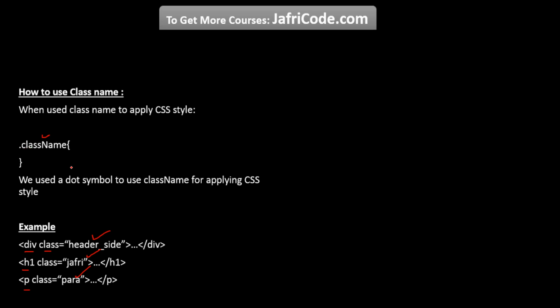So you have to put a dot symbol if you want to apply CSS style on any HTML class name. You can see that I put a dot symbol. So this is the way you can use a class name. You have to remember only the dot symbol if you want to apply CSS style on any class name.